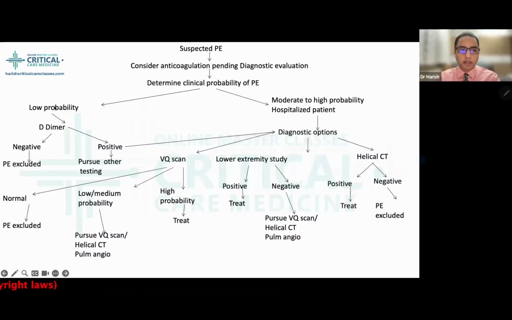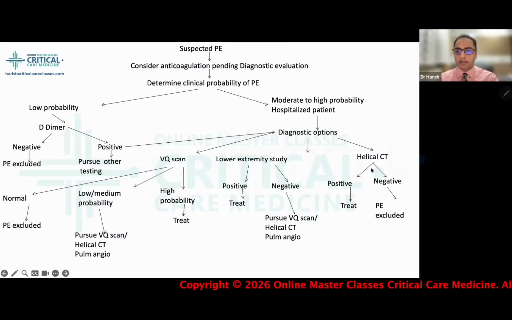If the probability score is low, then you do the D-dimer. If it is negative, pulmonary embolism is excluded. If it is positive, then pursue the other test. Okay. If the probability score is moderate to high, hospitalize the patient. Then the diagnostic options are either a helical CT. If it is positive, treat it as a pulmonary embolism. If it is negative, PE is excluded.